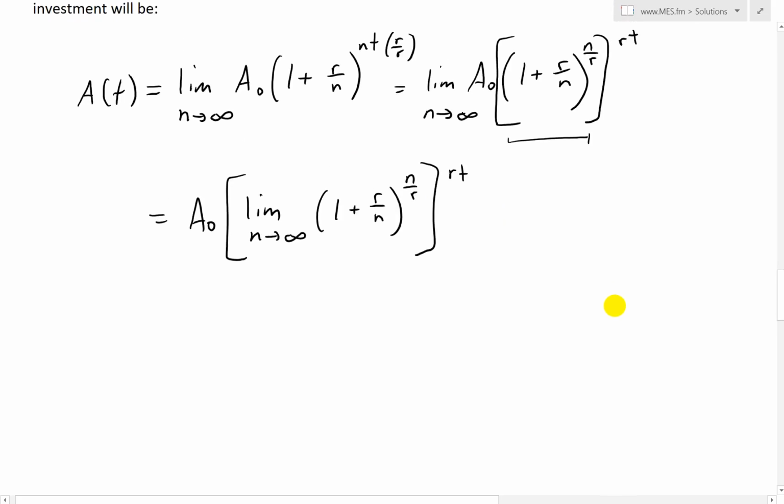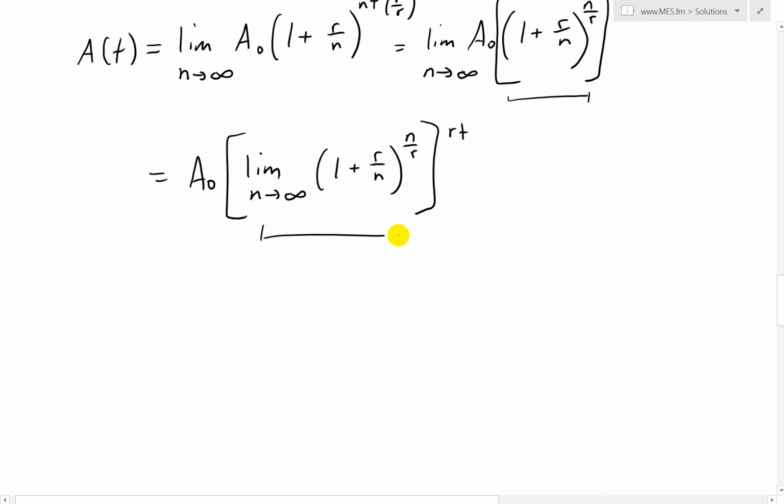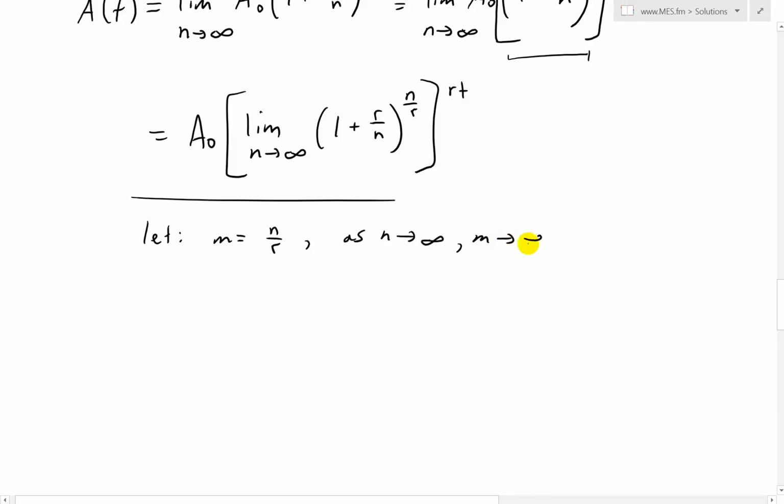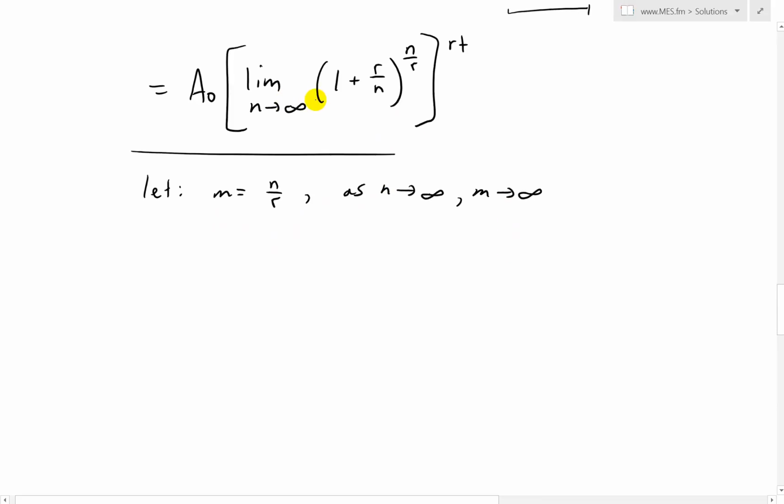And now what my calculus book does is simplify this even further, and I'll get to why. So what it does is looks at this part here and says let m equal n over r. If we let m equal n over r, just to simplify this, then as n approaches infinity, m also goes to infinity. Because here we just have n divided by r, as it's getting really, really large, regardless of what the interest rate is, m is also going to infinity. So what that means is we could rewrite this limit using the m term.